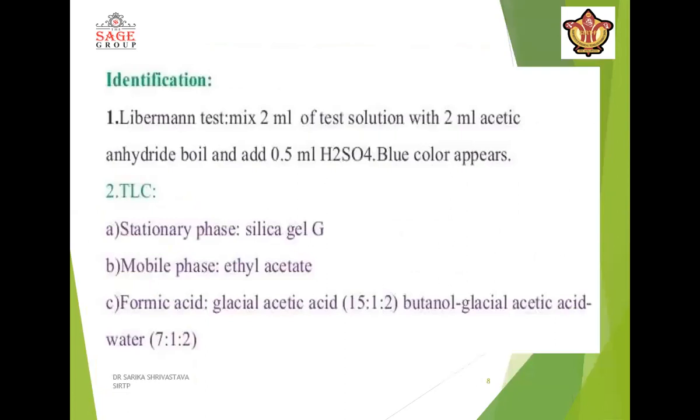The identification is done by the Liebermann test, in which we mix 2 ml of test solution with 2 ml of acetic anhydride, boil it and add 0.5 ml of H2SO4. A blue color appears, which shows the presence of glycyrrhizic acid. For identification, we also use TLC. In the TLC, we use a stationary phase of silica gel G, and a mobile phase of ethyl acetate, formic acid, glacial acetic acid, and water in the ratio 7:1:2.